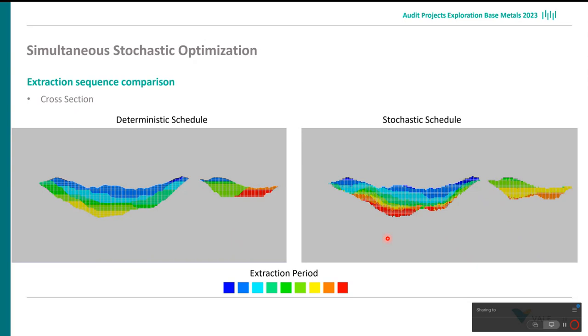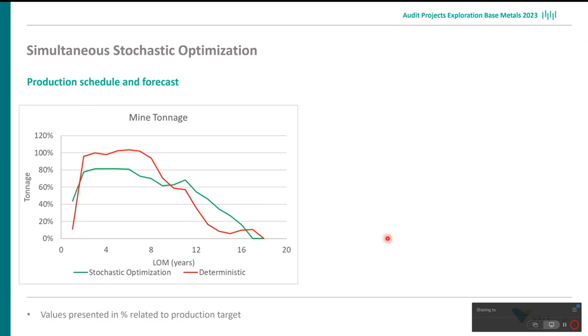And now going to the production forecast and comparing with what we find out from the deterministic optimization. So in the green lines here, we have the result of the stochastic optimization. In this case, I forgot to mention, we are only simulating copper grades. We are not simulating boundaries or high grades and low grades.